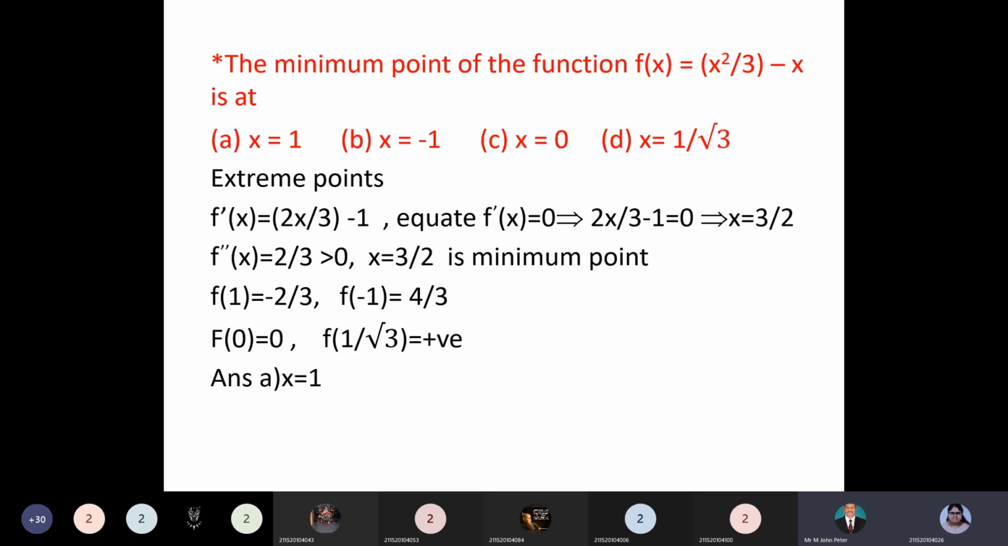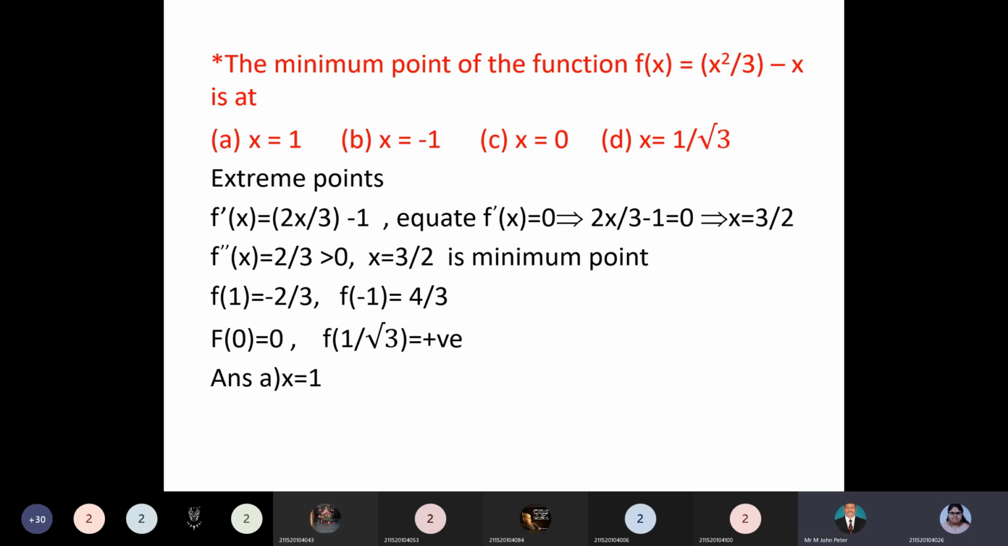To find the extreme points, find the first derivative. The first derivative of x²/3 − x: x² gives 2x, the denominator 3 stays as it is, and differentiating −x gives −1. That is given in the fifth line, where I kept the cursor.